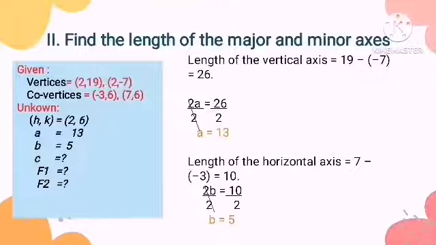And to find the length of the horizontal axis, we will subtract the x-coordinates of the co-vertices. So 7 minus negative 3 is equivalent to 10. And then 2b is equivalent to 10, and using the division property of equality, we divide both sides by 2, and 2 divided by 2 is cancelled out, and b is brought down, and 10 divided by 2 is equivalent to 5. So our b now is equivalent to 5. So our a is equivalent to 13 and b is equivalent to 5.